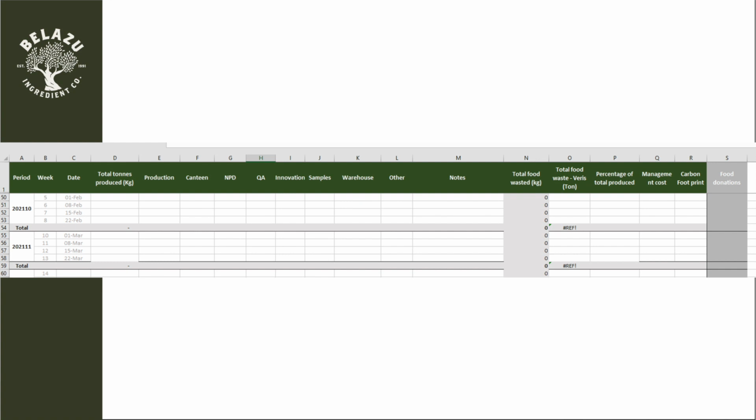In the next slide, you can see I have a master sheet for food waste, and we measure it against our total tons produced. So production area, canteen, NPD, QA, innovation, samples, and warehouse. Each team is actually measuring what they put into the bin. We have separate documents where they give an explanation of why it has been going to the bin. What we discovered is that production is the biggest one, but also in warehouse, when something goes wrong with supplier transport, we have a peak in our food waste.